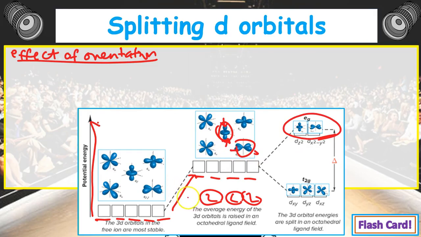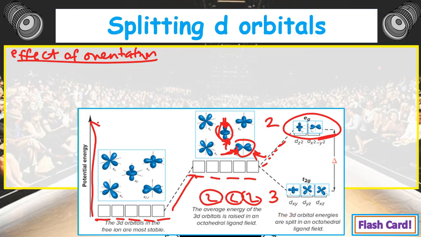And when that happens, it's going to cause a split in the d orbitals. So these 5 d orbitals are now going to split into 2 for octahedral. They're going to have 2 orbitals here, and 3 orbitals here. These 2 orbitals here are going to be higher in energy. Why are they higher in energy? It's because the ligands are directly going towards the lobes of those d orbitals. So they're going to be higher in energy because there's going to be more repulsion.